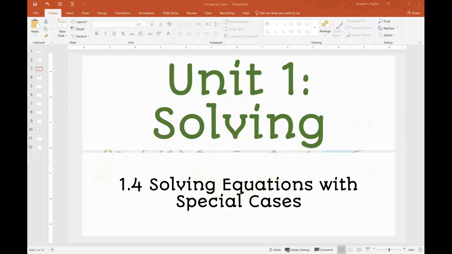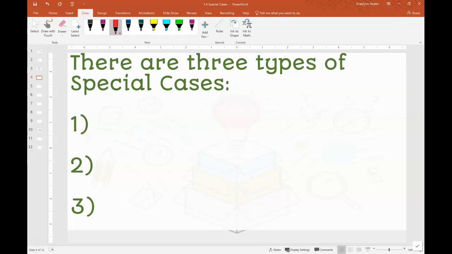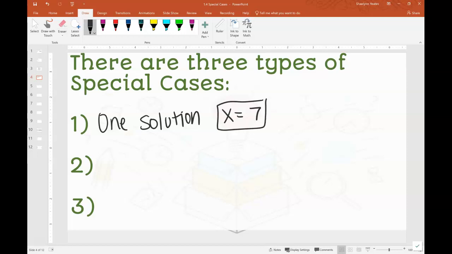All right, today we're talking about solving equations with special cases. Our three options for special cases are: one that you've already seen, so there's one solution. It's where you get down to a variable equals a number. So this is an example of a one solution.